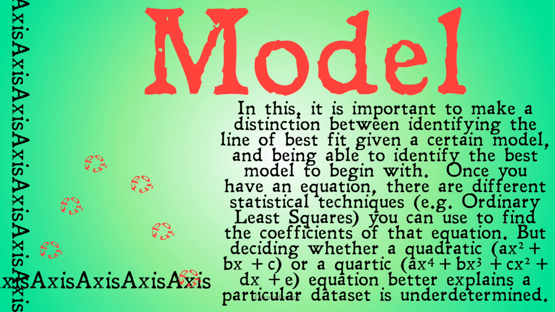Now, in this, it's important to make a distinction between identifying the line of best fit given a certain model and being able to identify the best model to begin with. The paradox is for the second problem. Once you have an equation, there are different statistical techniques, such as ordinary least squares, you can use to find the coefficients for that equation. Deciding whether a quadratic or a quartic equation better explains a particular data set is underdetermined, and that's the problematic paradox.